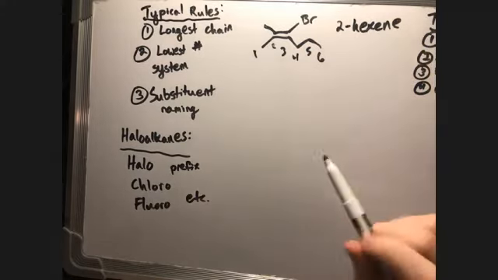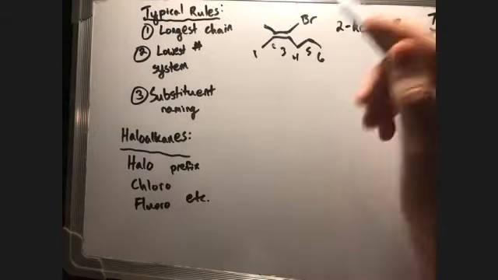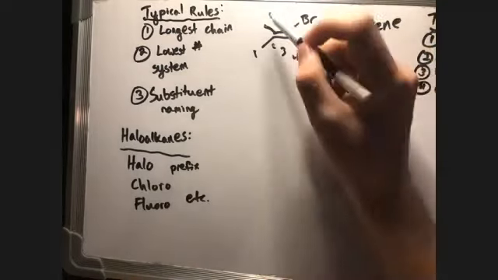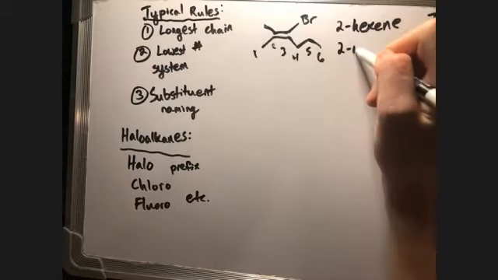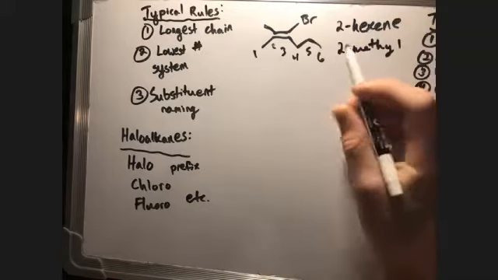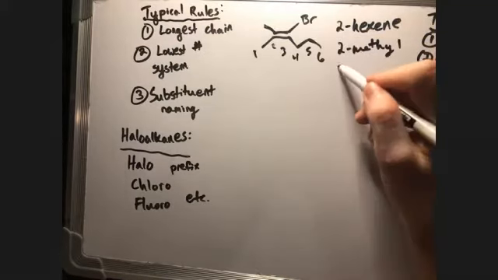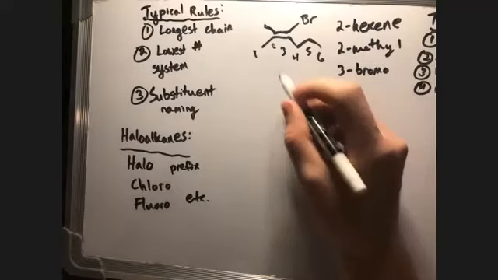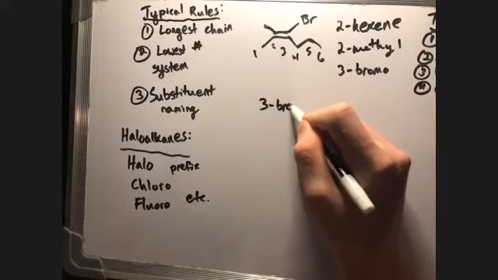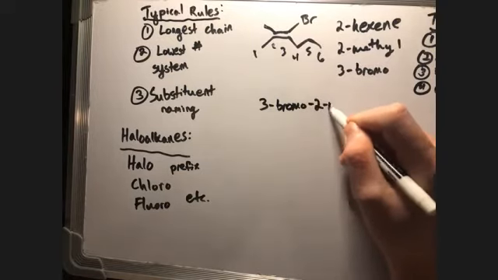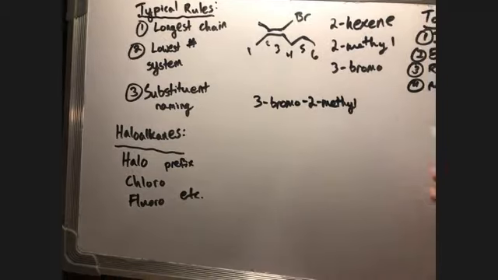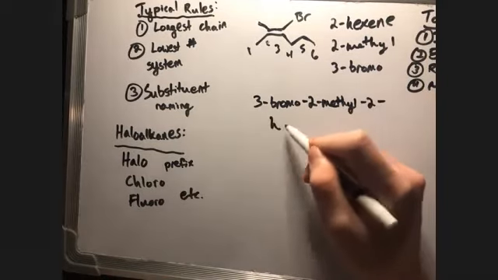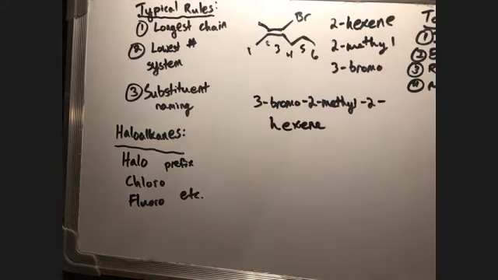And now we get to rule number 3 in what I call the typical rules, and that is we have substituents left, right? So there's a methyl group at 2, so that's a 2-methyl, and there's a bromine at 3, so that's a 3-bromo as we've said before. And then when you put all this together, it's alphabetical order like we've seen before. So this would be 3-bromo-2-methyl-2-hexene, I'm running out of room, so I'm going to put this down here. But that's all one word essentially, separated by hyphens.